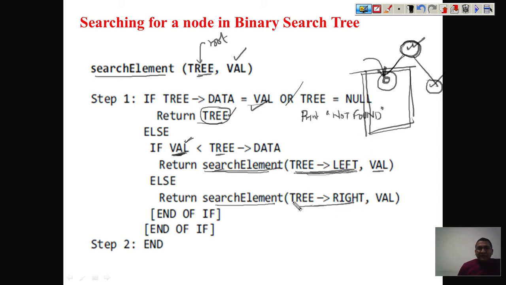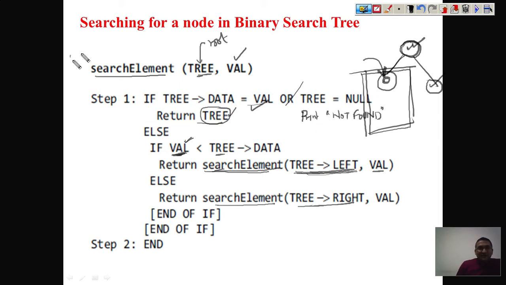And if you are, now how will you stop from this, what is the exit point? The exit point is either you get the value at the root node, or you reach the situation where tree equals null, and you will say it is not found. So we will take one example to understand in a better way.